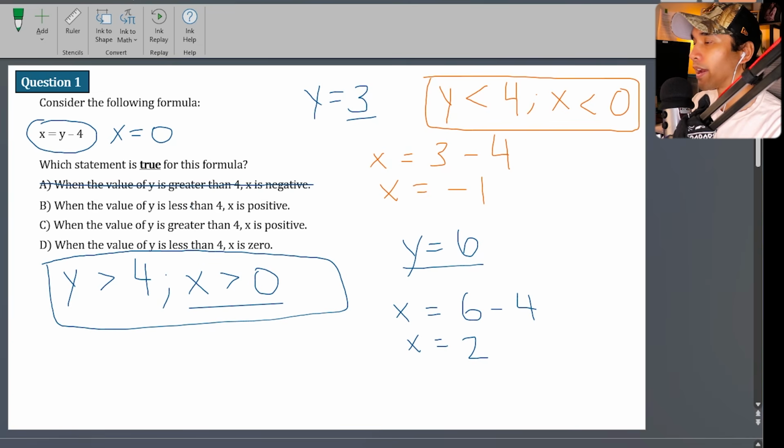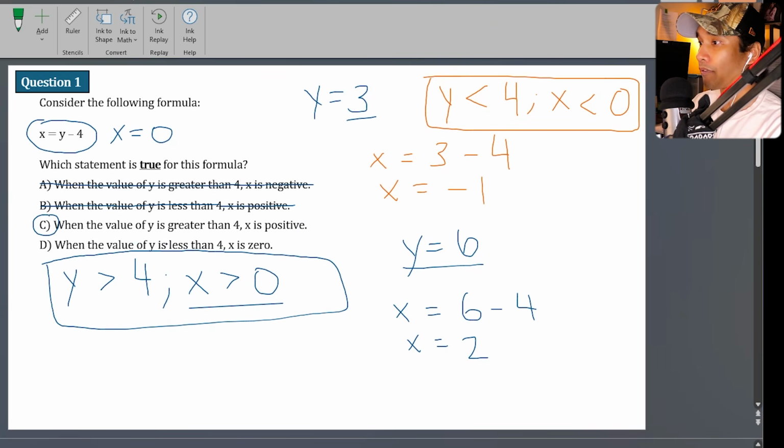When the value of y is less than 4, x is positive. So y values less than 4, we chose 3 in this case, and we got a negative x value. We got a negative 1. So this one is false because it's saying x is positive when we choose y values less than 4. That is incorrect. And then we have this one. When the value of y is greater than 4, x is positive. And that is true. C is the right answer.